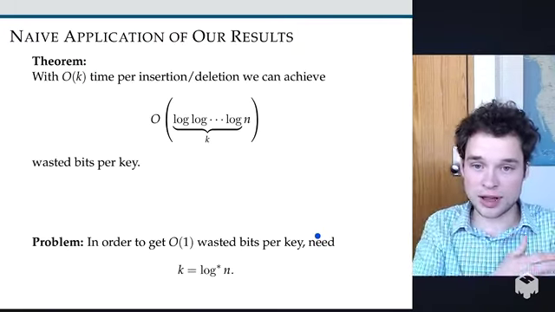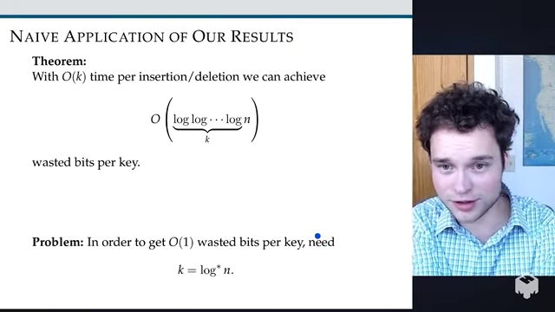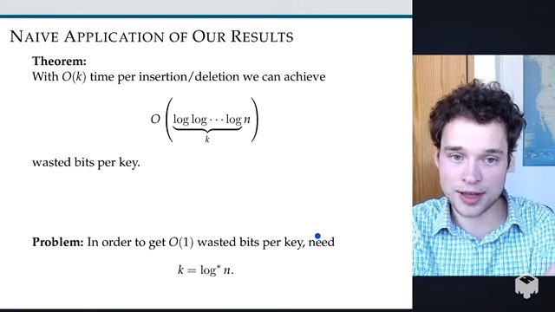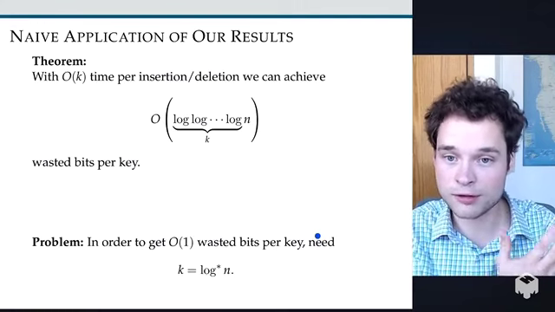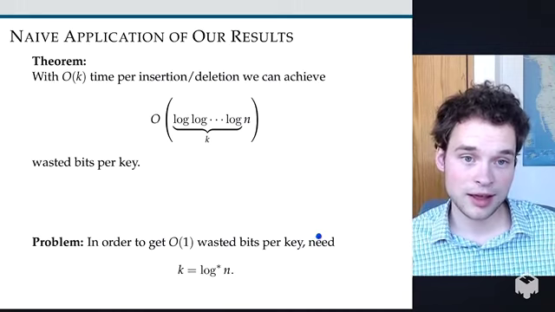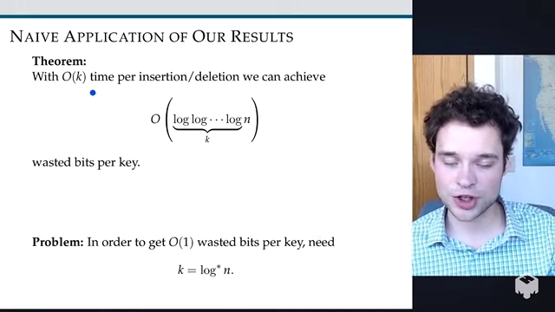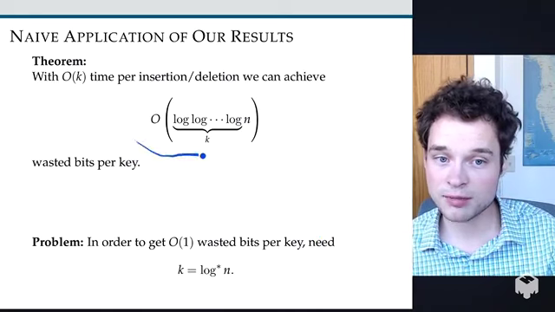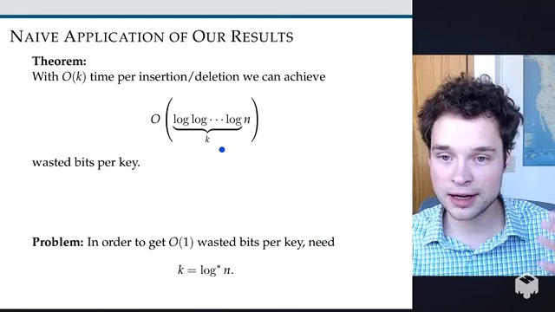So it turns out we can apply our hash table result to constructing a filter. There's a pretty straightforward application that gets you the following result, which closely mirrors the result we had for hash tables. We can say, well, if we're willing to spend k time per insertion and deletion, we can get the wasted bits per key down to the kth iterated logarithm of n.